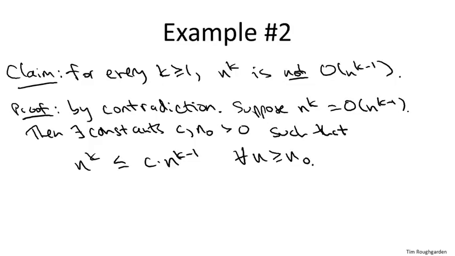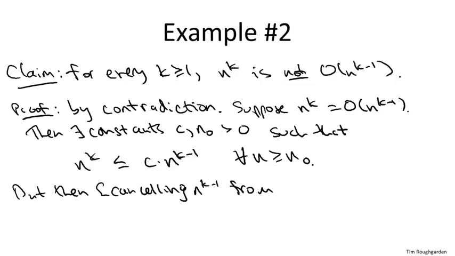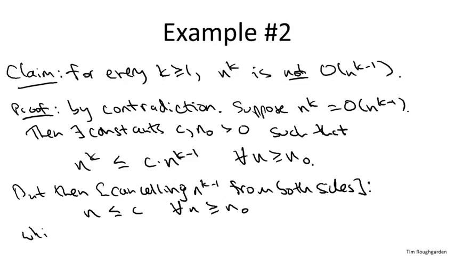And the easiest way to do that is to cancel n to the k minus 1 from both sides of this inequality. And remember, since n is at least 1 and k is at least 1, it's legitimate to cancel this n to the k minus 1 from both sides. And when we do that, we get the assertion that n is at most some constant c for all n at least n naught. And this now is a patently false statement. It is not the case that all positive integers are bounded above by a constant c. In particular, c plus 1, or the integer right above that, is not bigger than c. So that provides the contradiction.